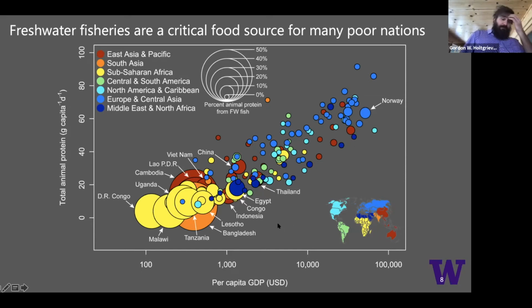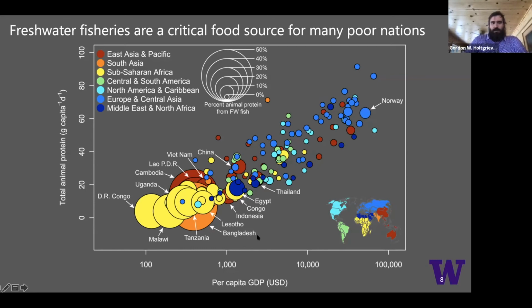So the way I like to frame this is that often freshwater fish are kind of the protein of last resort for people. If we had a major earthquake in the Puget Sound region and everything went to hell and there wasn't a food system, I know what I'm doing. I'm grabbing my fishing pole, right? And I'm going to go out and catch fish, and that's how I'm going to get by. And that's a common strategy around the world.